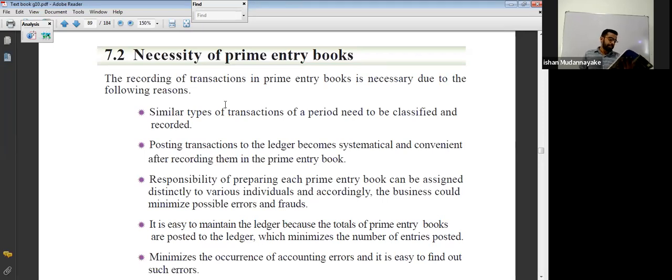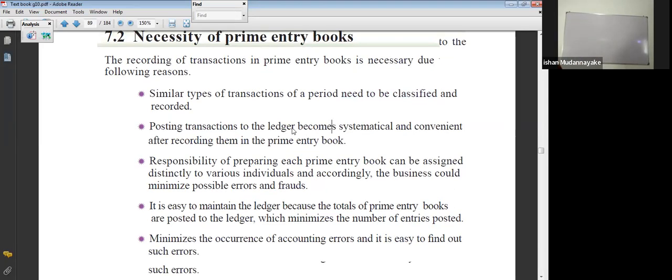Similar types of transactions of a period need to be classified and recorded. Therefore, we require primary books. To record similar types of transactions, we can use primary books. Students, please highlight similar types of transactions, and highlight need to be classified. Until 8:35 we will discuss chapter 7.